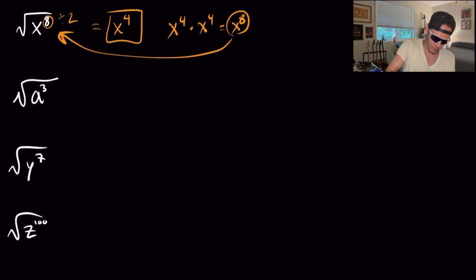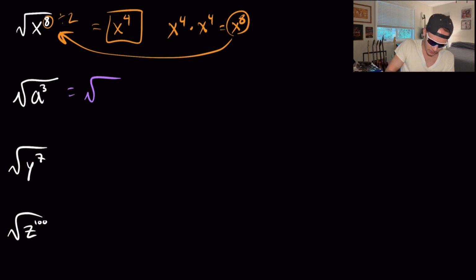If you don't believe me, take x to the 4th times x to the 4th. You just need to remember your properties of exponents. When you're multiplying two terms that have the same base, you just add the exponents. So 4 plus 4 is 8, and we have what we started with. But wait, they'll say, what if my exponent inside the square root is an odd number and it's not evenly divisible by 2? Before I do the trick again, let me show you the long way so you can see that, and then we'll do the shortcut.